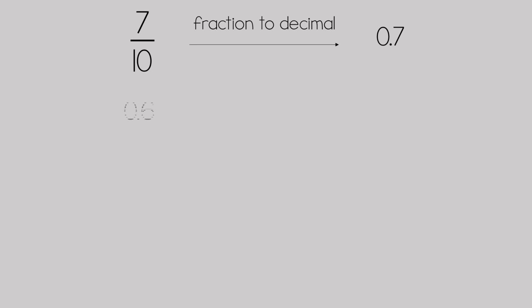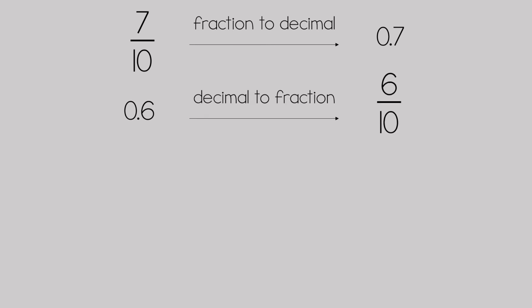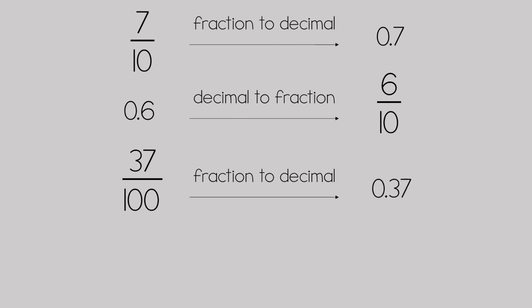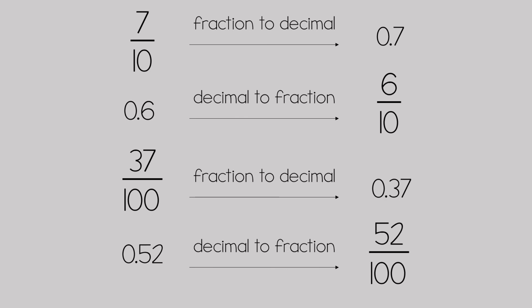Let's look at some examples. If I have the number 7 tenths and I want to be able to represent it as a decimal, it would look like this. This number has a 6 in the tenths place, so if I wanted to represent it as a fraction, it would look like this. This number is 37 hundredths, and if I want to represent it as a decimal, it would look like this. This number is 52 hundredths, represented as a fraction, it would look like this.